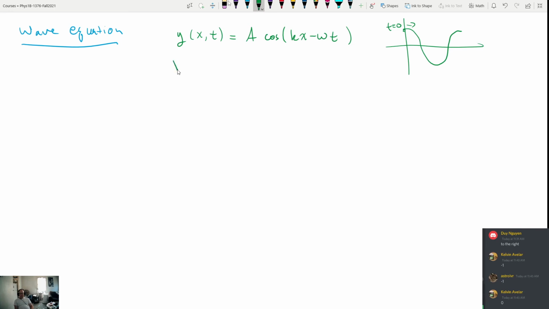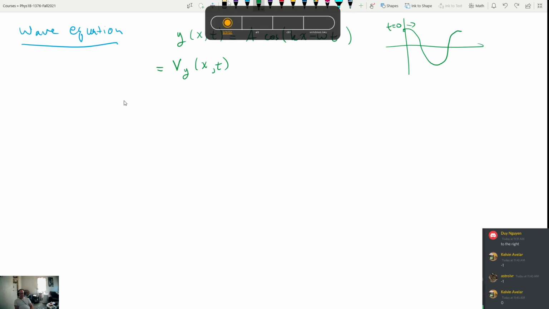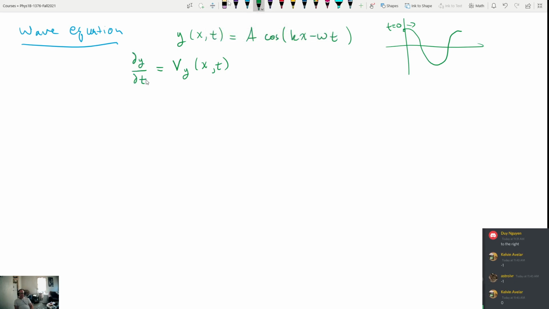Okay, what would the velocity of this function be, vy of x and t? If I know the position as a function of time, I can find velocity by taking the derivative. And in this case, this has to be what we call a partial derivative. I don't think we've discussed this in this class. Have we talked about partial derivatives in this class? I'm sure we haven't. Do I need to briefly talk about what they are?